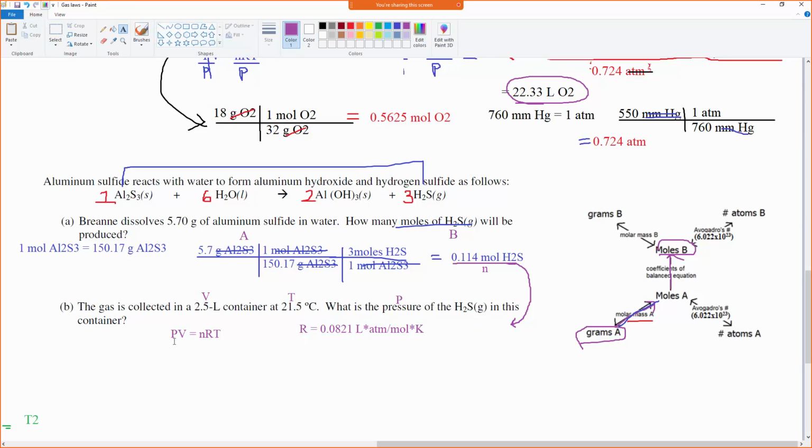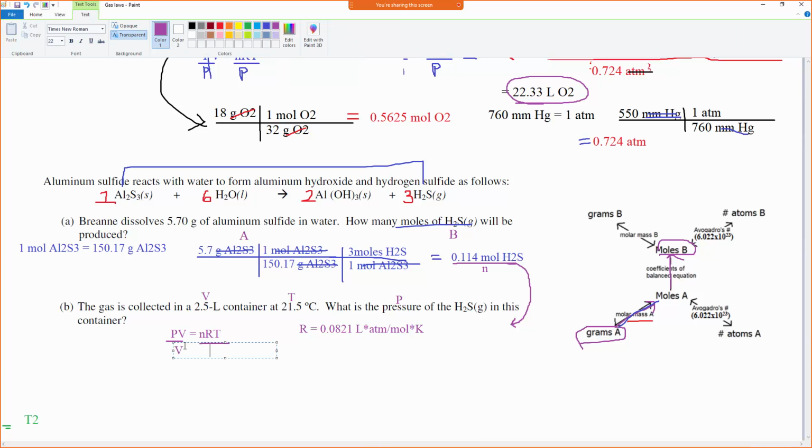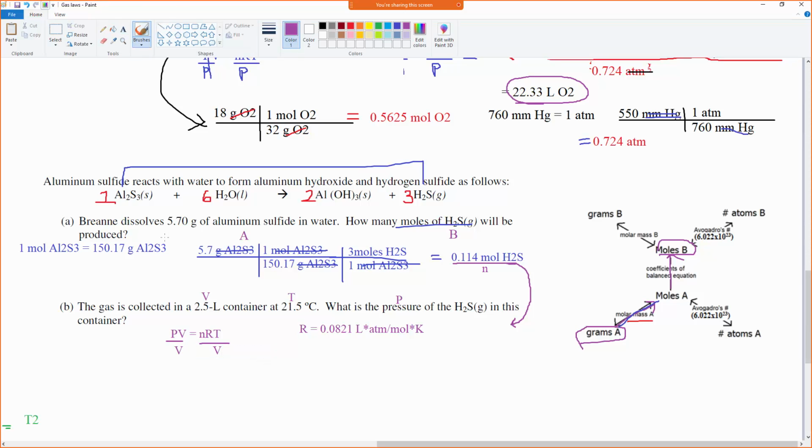All right, so as Sarah noted, we're going to solve for pressure because that's what we're looking for. So I'm going to divide both sides by volume, and then the volumes will cancel and I'll have pressure, right? Volumes cancel, P equals nRT over V. All right, so I could just plug this in.